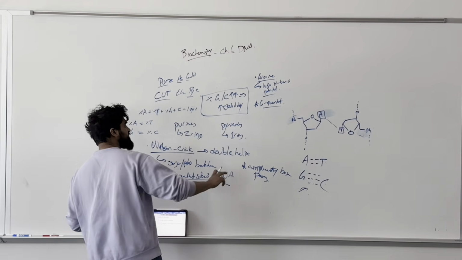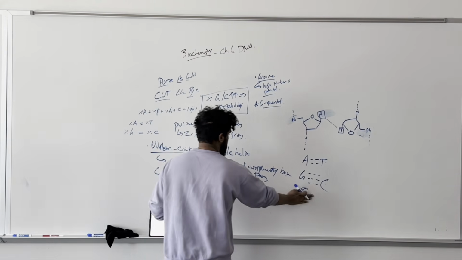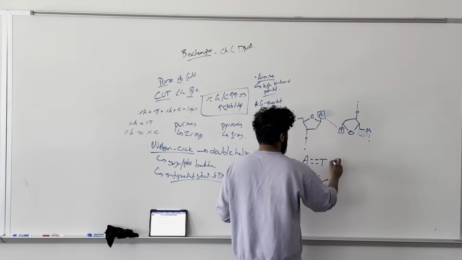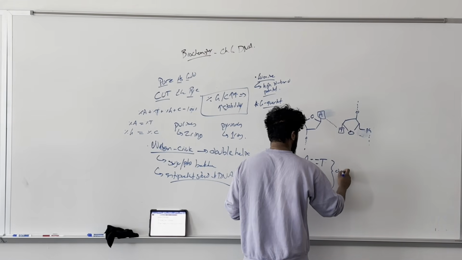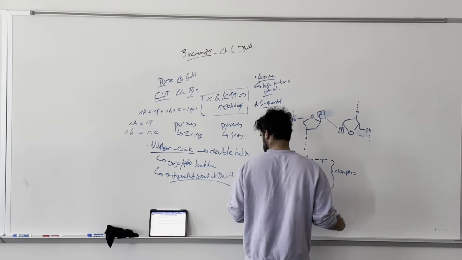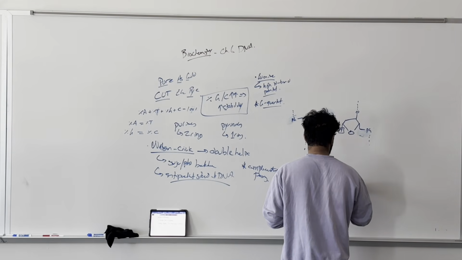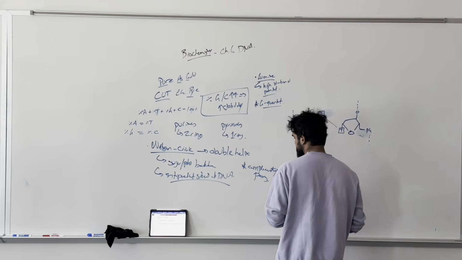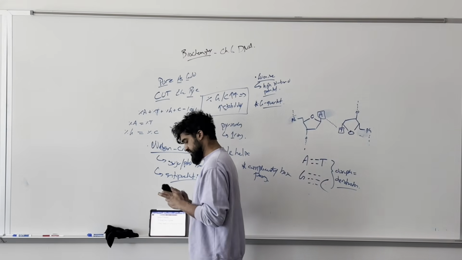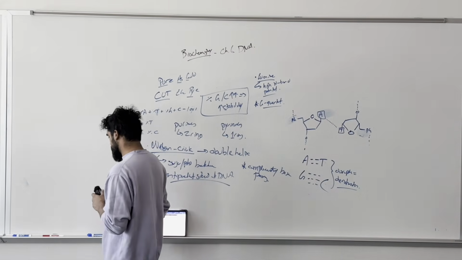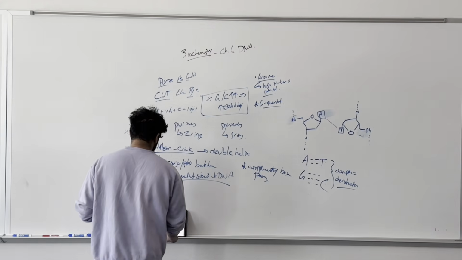If you disrupt these hydrogen bonds, you will naturally get a denaturation of the DNA double helix, right? And what's one way to get it to re-anneal? You can cool it down.